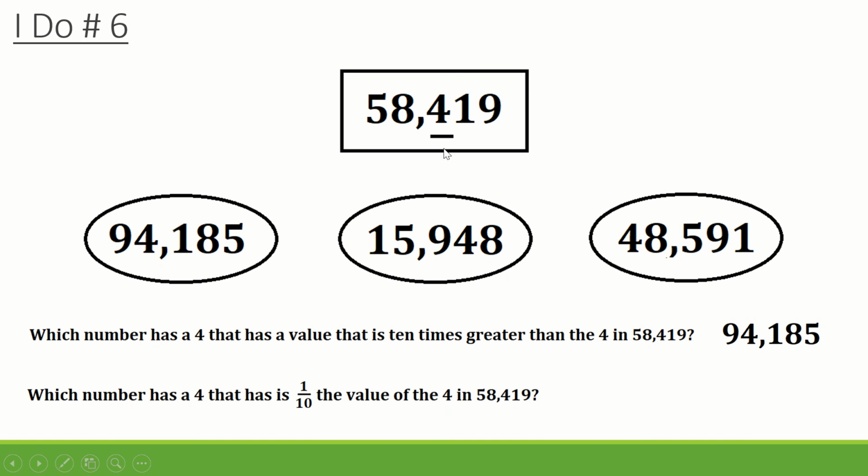All right, so we know that this 4 is in the hundreds place, so 400 times 1/10 gives me 40, or 400 divided by 10 gives me 40. And so as a consequence, I know that my 4 should be in the tens place, and that this number here, 15,948, is the only number that has 4 in the tens place. So that is our correct answer.